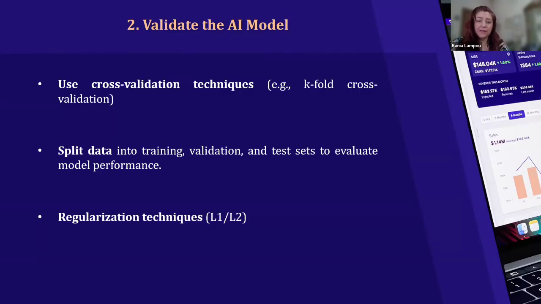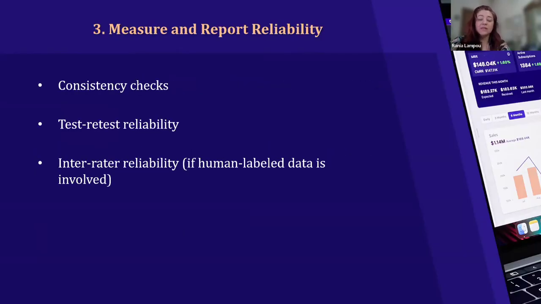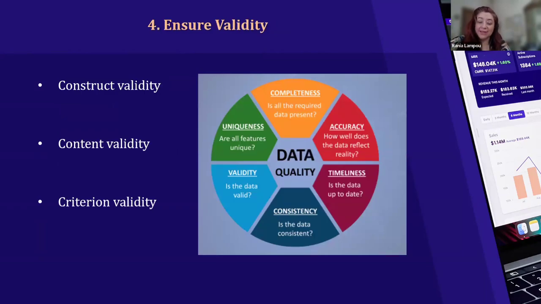Then measure and report reliability, so consistency checks: run models multiple times and compare results, apply the model on different samples or different types, and iterate reliability, measure agreement between annotators. Ensure validity. Remember, construct validity: make sure AI features and metrics reflect the actual concept being studied. Content validity: ensure that the model incorporates all relevant variables and domain expertise. Criterion validity: compare AI results to established benchmarks or expert evaluations.